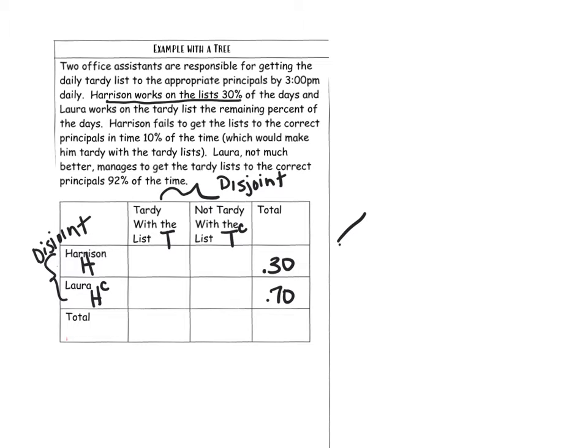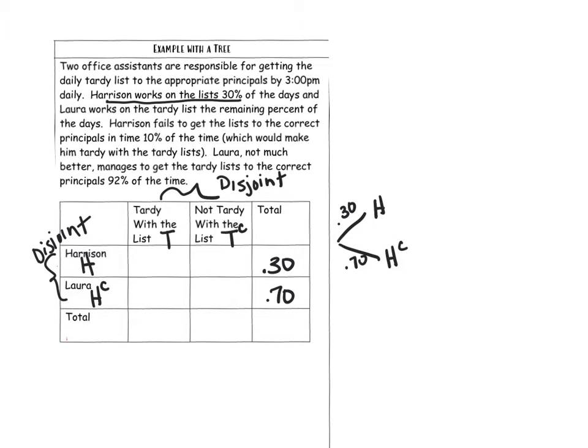In our tree, Harrison is here, Laura, H complement, is here. And when we do this, we know that Harrison handles the target list 30% of the time, and Laura handles it 70% of the time. So that's the first branch.